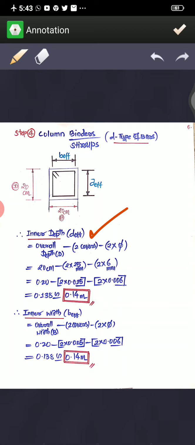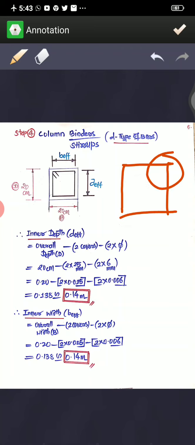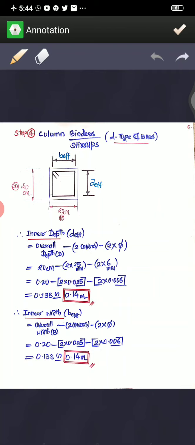Because as I said, if you see the section here, the section will not have exactly sharp corners. You can observe a chamfered cut or a bend there, like this. So it is not going to be a sharp edge. If you were bending the bar at a sharp edge, there would be no need to deduct this. But no one can bend in that direction.